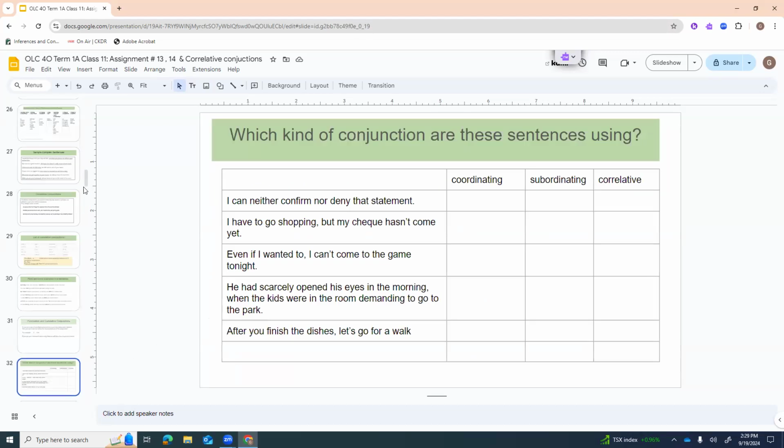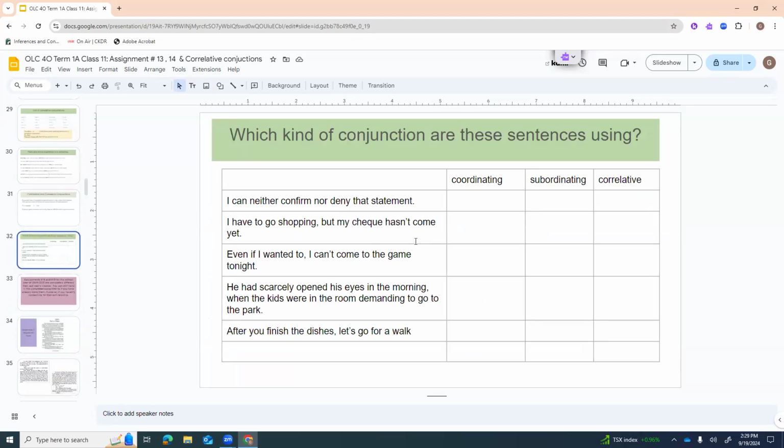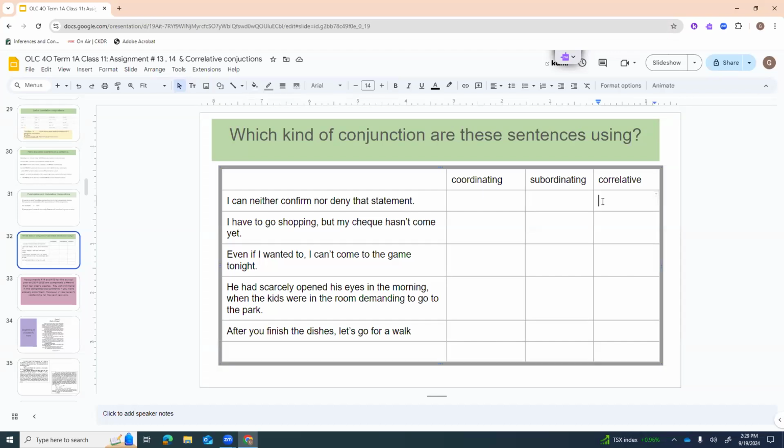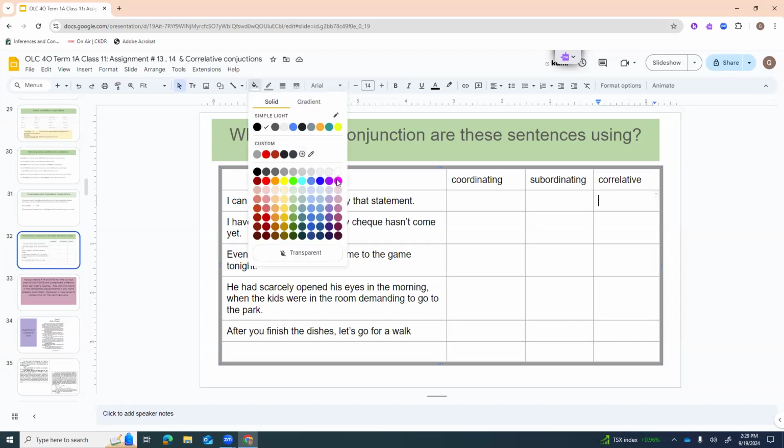Okay, so quick review of these three main types of conjunctions: coordinating, subordinating, and correlative. Sorry, I have trouble with that word. I can neither confirm nor deny that statement. What type of conjunction is that? Neither nor. That would mean it's correlative. I'm just going to dump a color in there to show it.